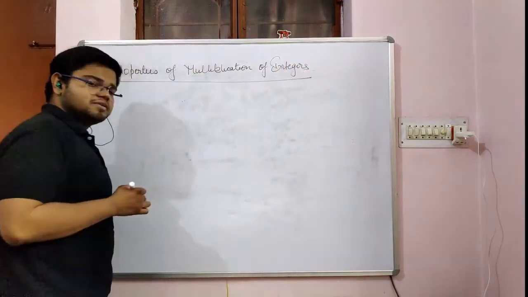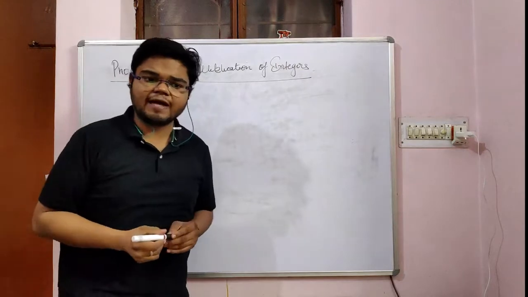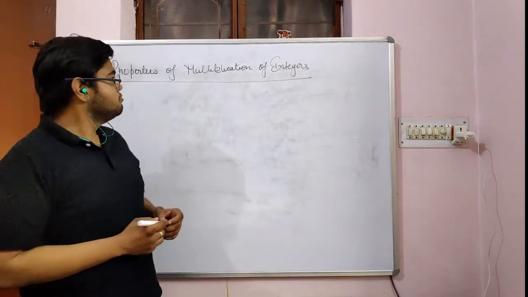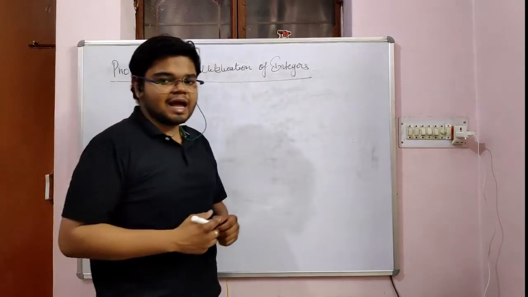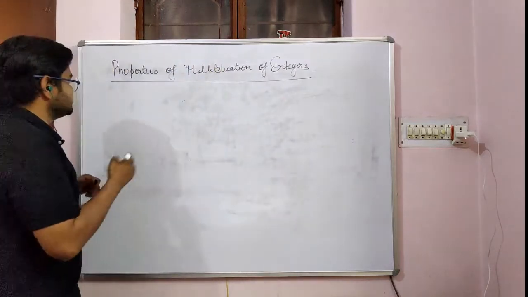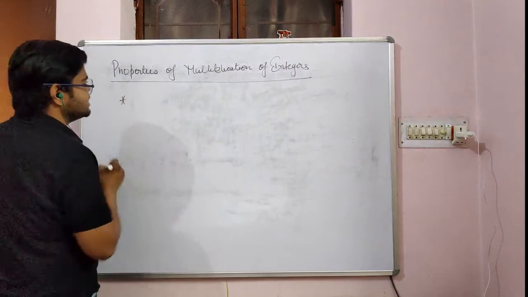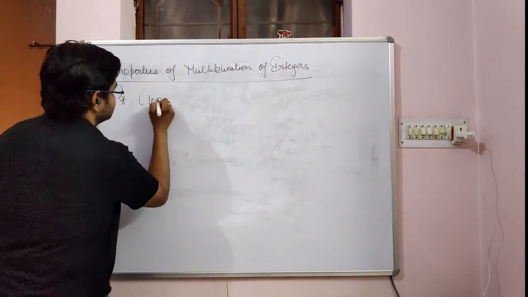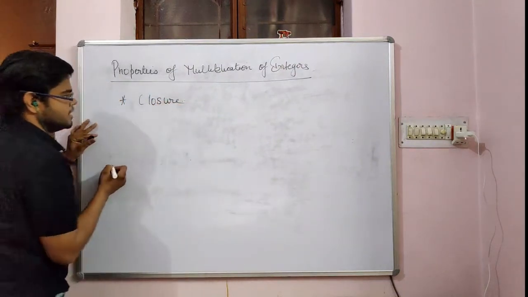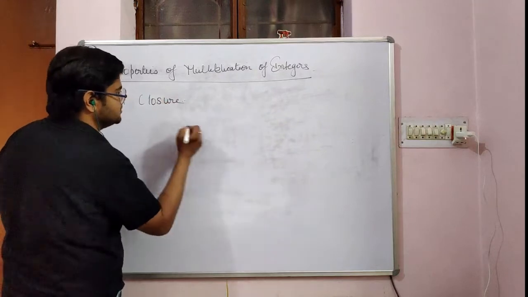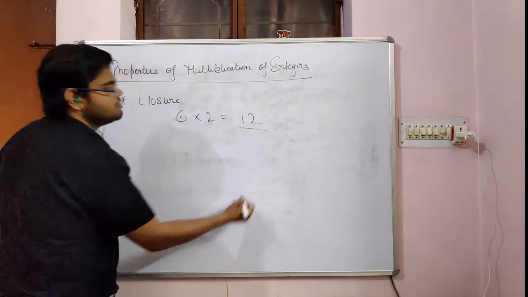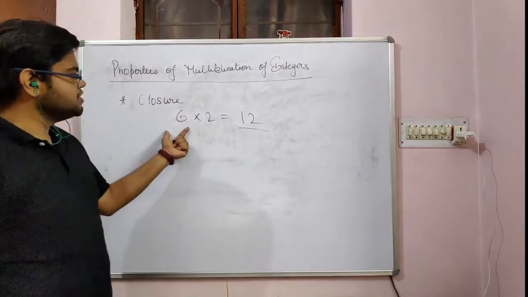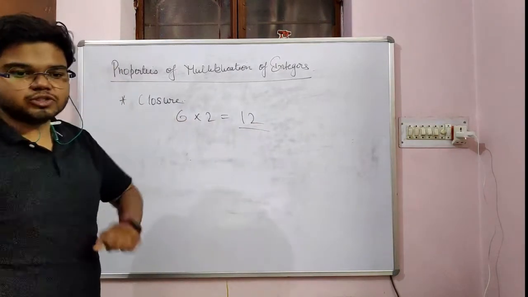So we have already discussed the properties for addition and subtraction. Now we are going to discuss it for the multiplication of integers. And integers are closed under multiplication. That means, children, if you multiply two integers, 6 into 2 equals 12. So 12 is also an integer.